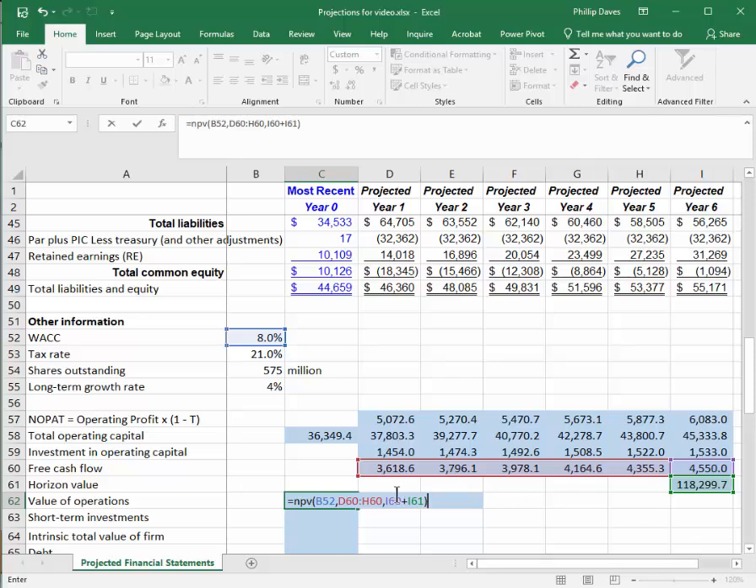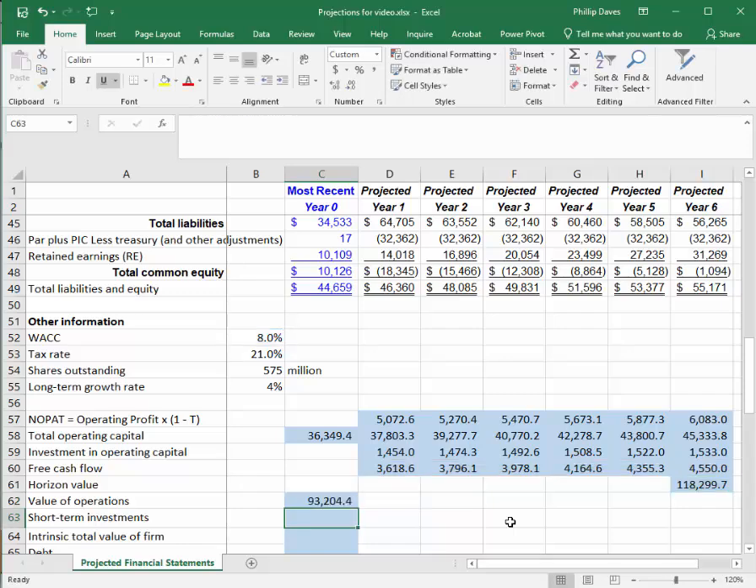And notice that last item is the 6th free cash flow and the 6th year horizon value. So those are at the same location within the NPV function, and so they both get discounted 6 periods. So the NPV function starts off with a discount rate, and then cash flow 1 up to, in this case, we're only going to 5. Then we'll use 6 separately because we want to add in the $118,299 and have that discounted 6 periods as well, 6 years as well. And that gives us $93 billion.